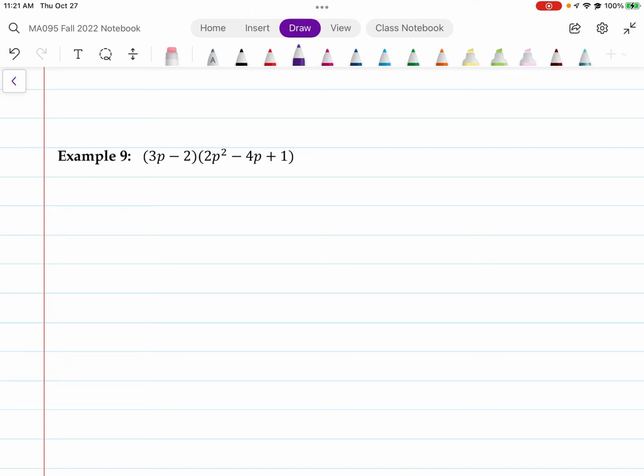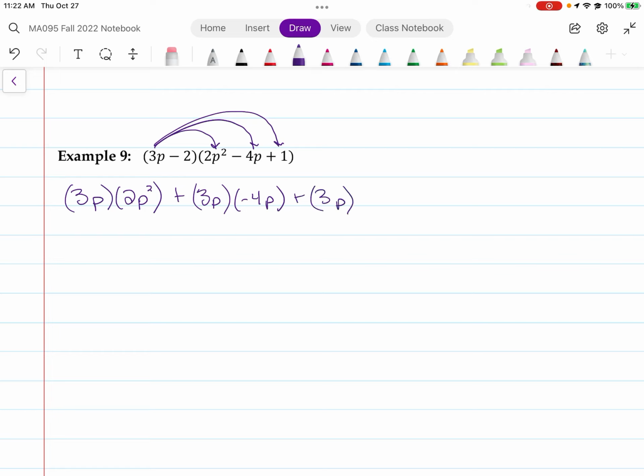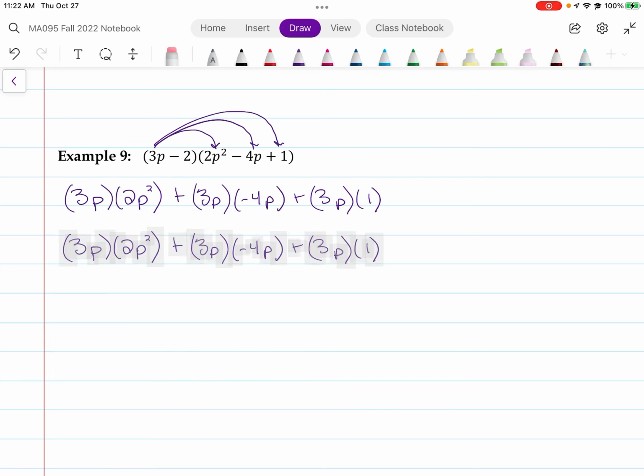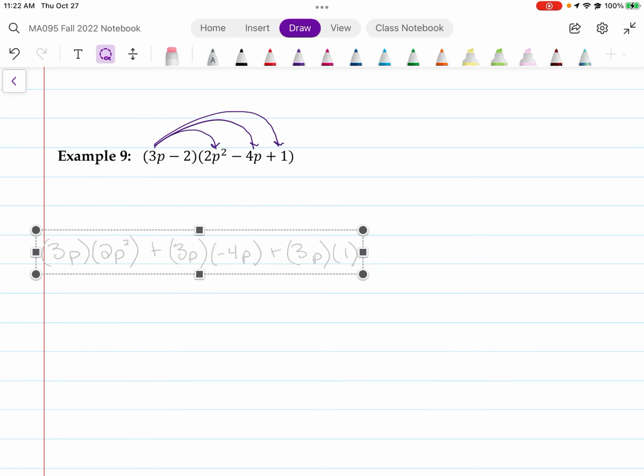Okay, so here's what we're going to do. Take the first one, multiply it by the first one over here, and we get 3p times 2p squared. All right, then 3p times minus 4p, or negative 4p. And then we've got plus 3p times 1. Right, once again, I made it too close. I don't have room to write my bottom half. So I want to make sure you can see all of these steps very clearly.